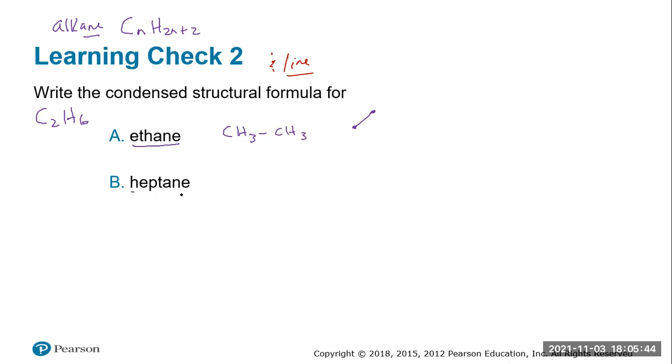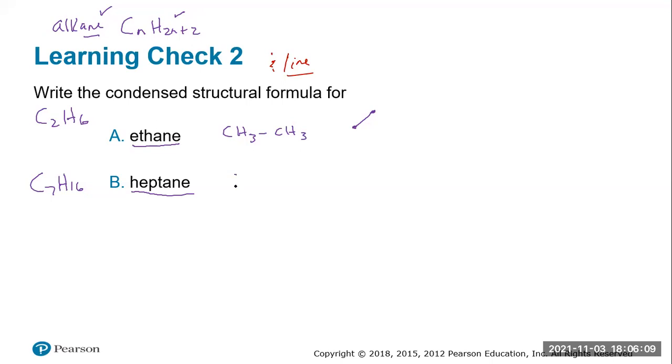Same thing rolling this way. Heptane means 7. ANE means alkane. Alkane means this: 7 times 2 is 14, plus 2 is 16 in that case. So the molecular formula here looks something like this.